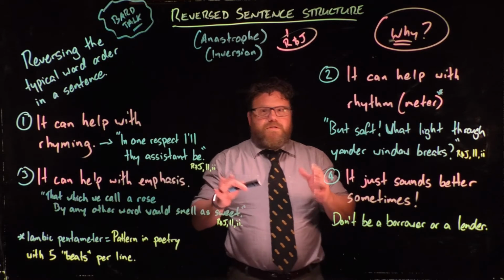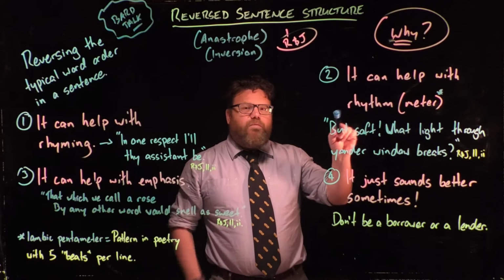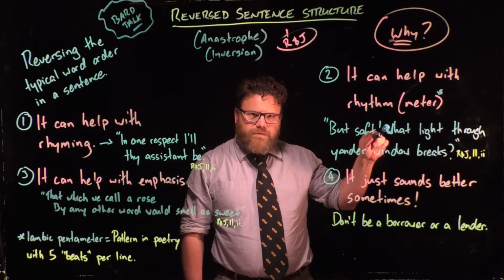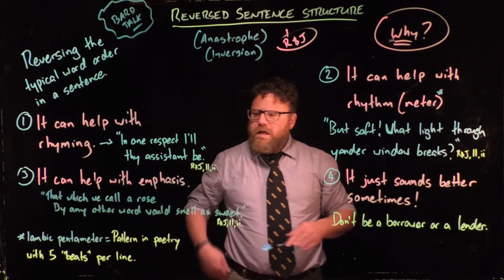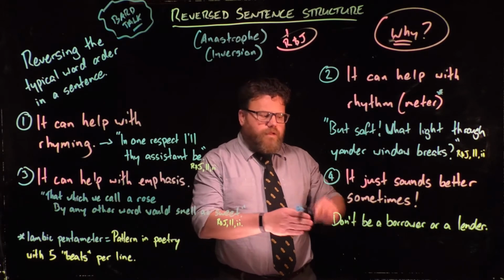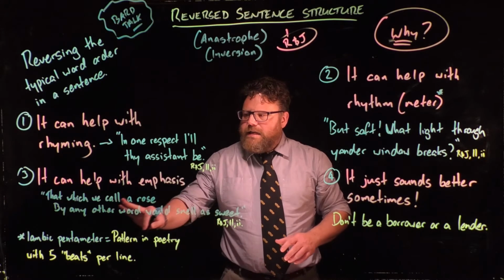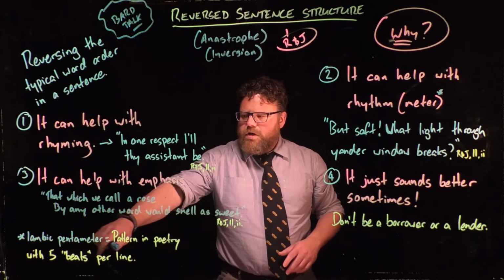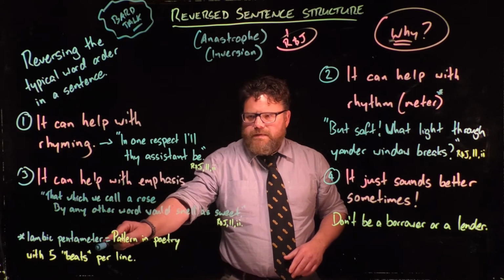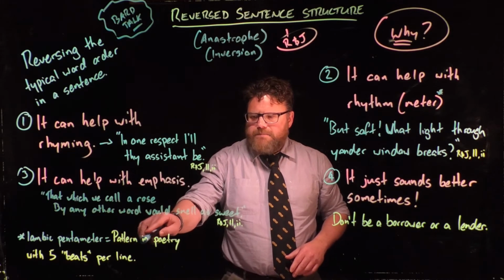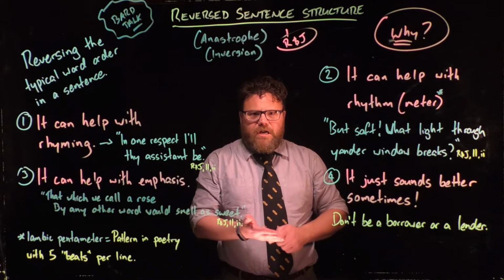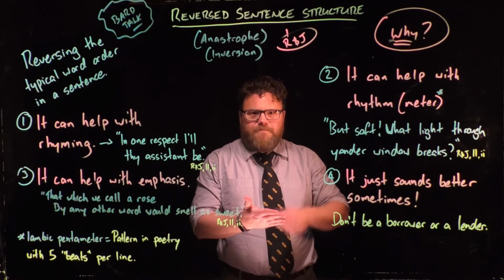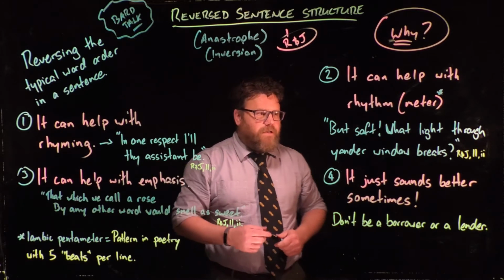Another reason to reverse the sentence structure is that it can help with the rhythm, or the metre as we call it when we're talking about Shakespeare and poetry. The metre is the rhythm of the lines, okay? And in Shakespeare, often we come across what we call iambic pentameter. Iambic pentameter is this pattern in poetry that has 5 beats per line. So it kind of goes da-dum, da-dum, da-dum, da-dum, da-dum, 5 beats per line.